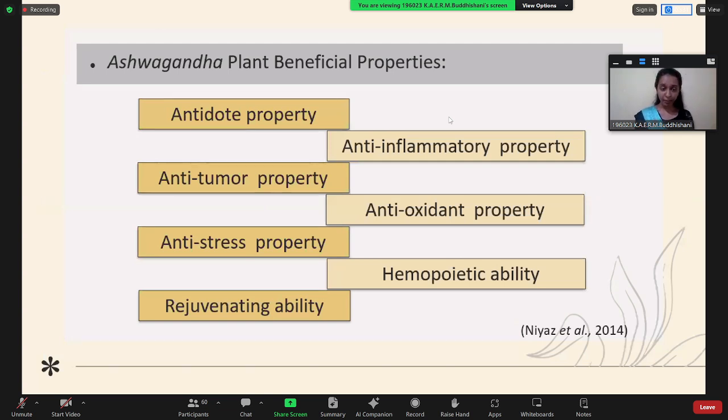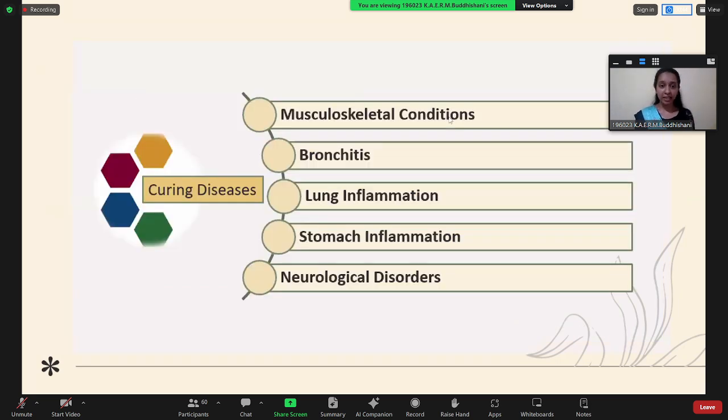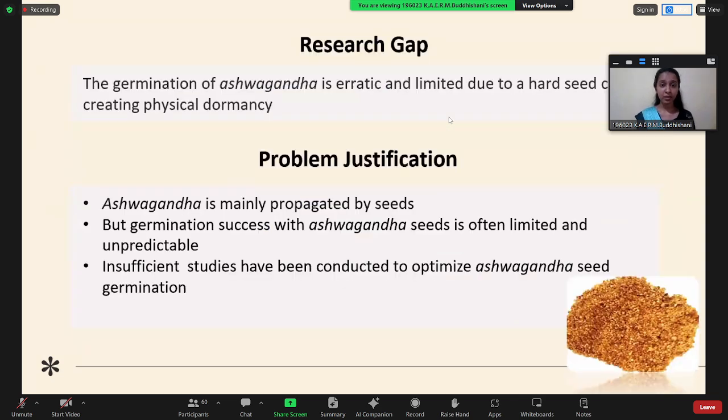Ashwagandha is a natural remedy because it contains certain properties associated with stress management, inflammation reduction, antioxidant activities, and combating the effect of free radicals in the body. Recent studies suggest it has some properties to cure certain diseases, such as musculoskeletal conditions, bronchitis, and neurological disorders. When considering the cultivation of this valuable plant, it's mainly propagated by seeds. But germination of ashwagandha is erratic and limited due to the hard seed coat creating physical dormancy.